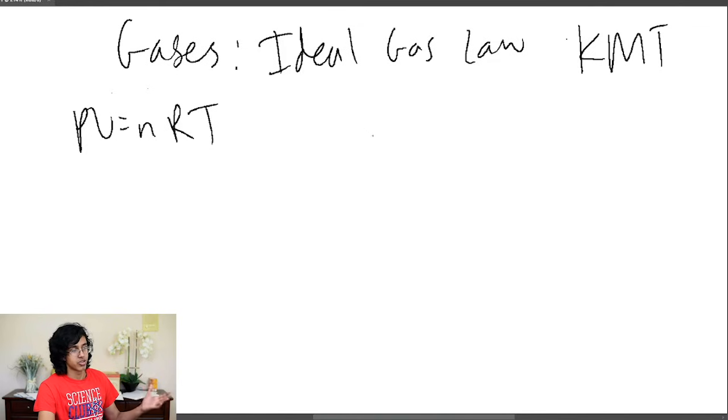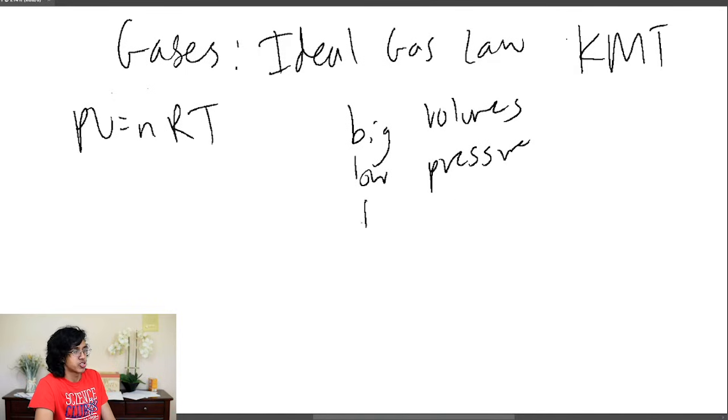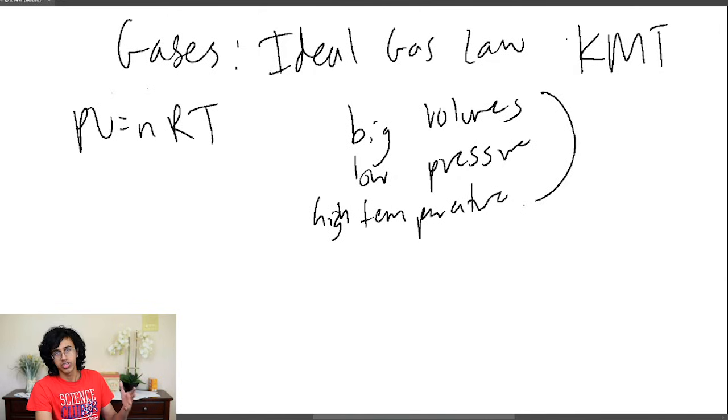So when are the particles really far from each other? Big volumes. And what does big volume mean? It means low pressure. Alright, when are they moving really, really fast? So fast that the intermolecular forces don't play much of a role. That's when your temperature is really high, right? So these are basically the three conditions where the ideal gas law applies most. The way I like to remember it is just by logicking through it using the KMT. When are IMFs the least important?